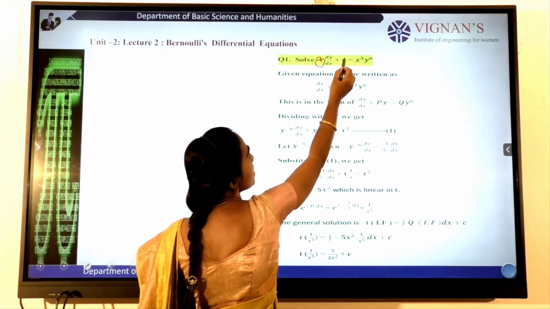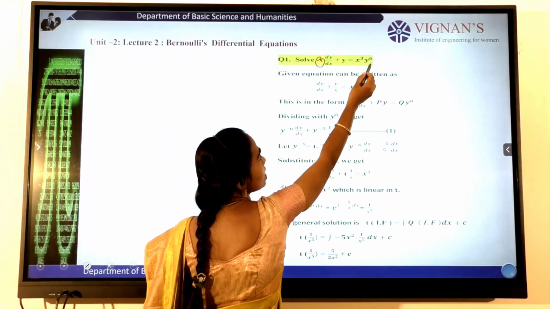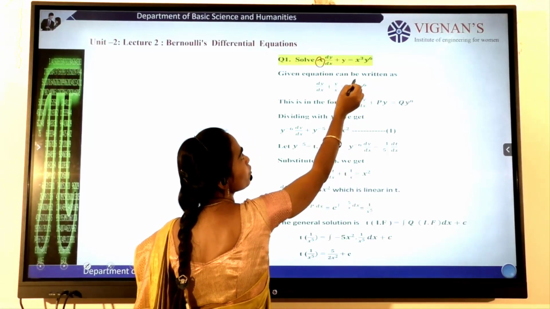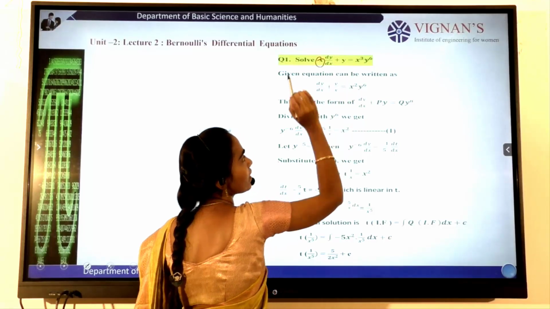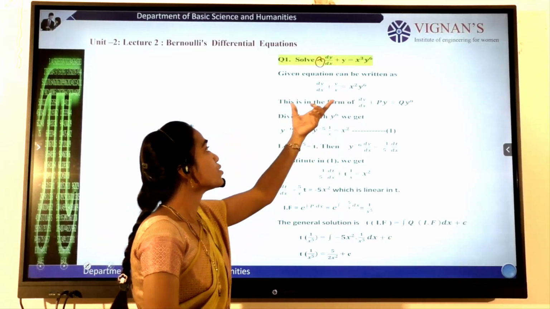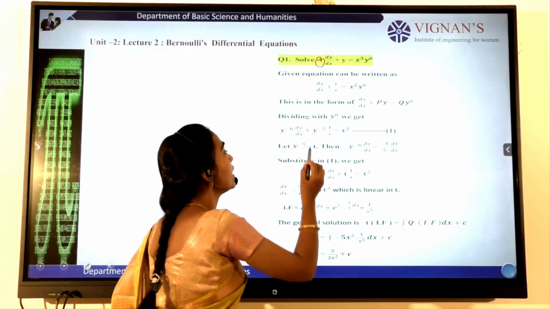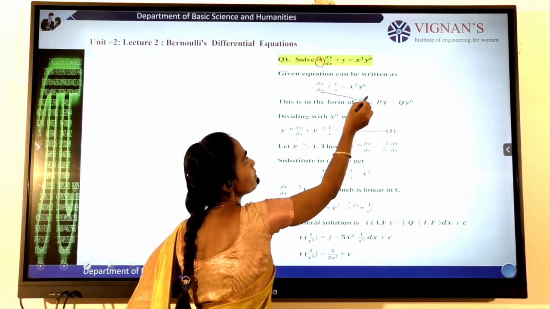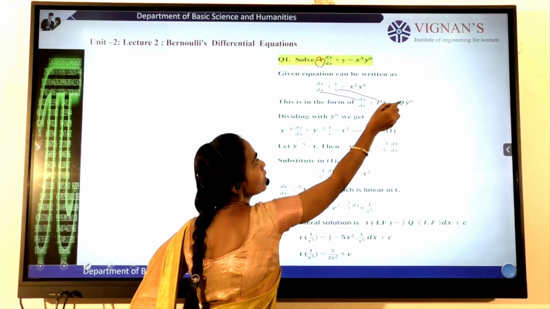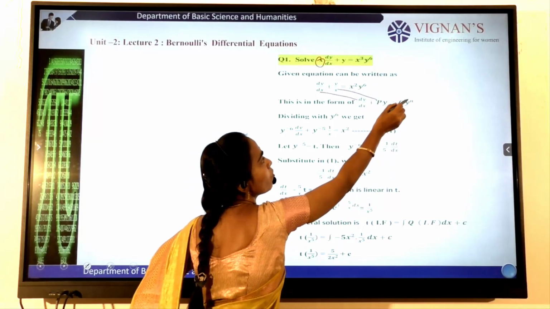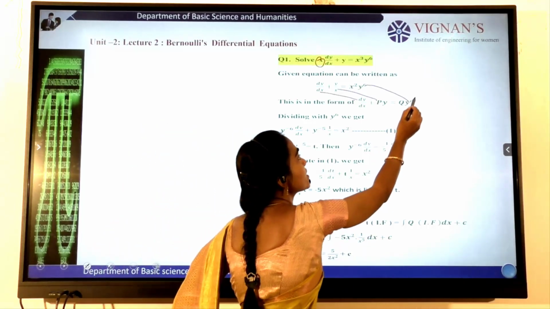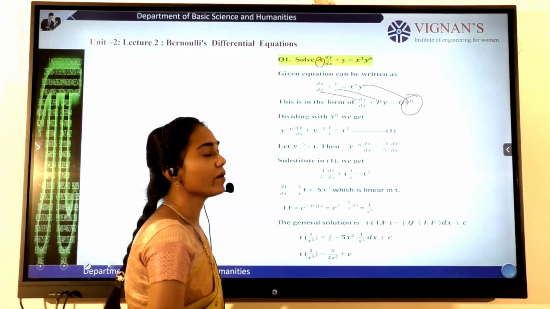dy by dx plus y by x is equal to x cube y power 6 by x. If we divide, x cube and x cancel, so we have x square into y power 6. If you observe this equation, it is a Bernoulli's equation, right? dy by dx plus p of x into y is equal to q into y power n. What is y power n here? y power 6. So our extra term here is y power 6.